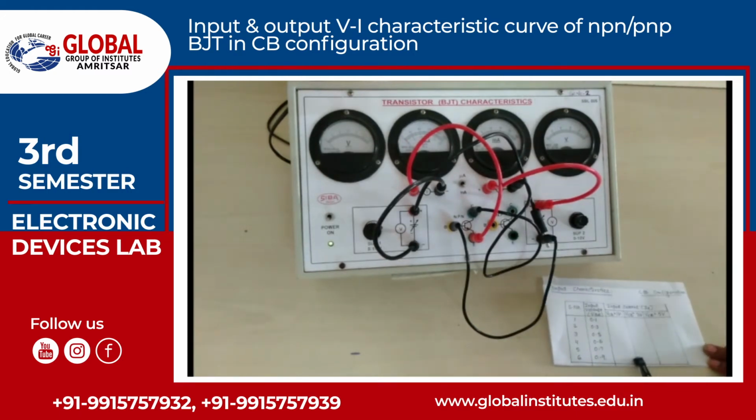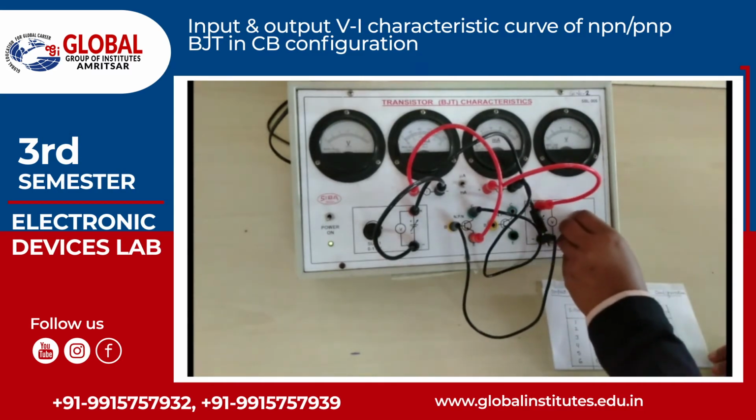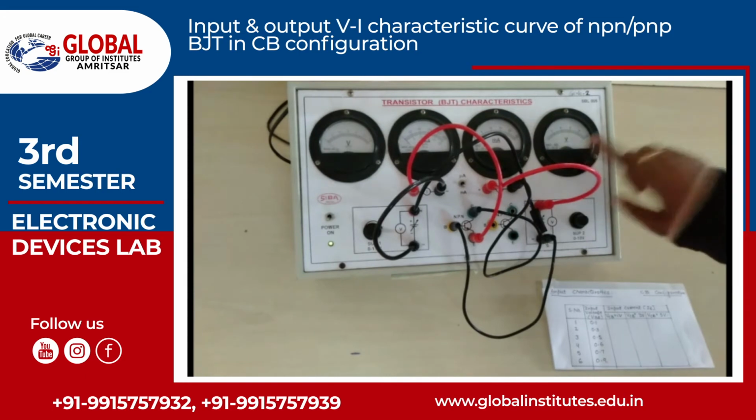This is the observation table for drawing the input characteristics. In input characteristics, we keep the output voltage as constant, change the input voltage, and corresponding to the change in input voltage, there will be a change in the input current. Take the readings and draw the graph. So first of all, set the output voltage at 1 volt by using this potentiometer. Okay, we have set the reading at 1 volt.